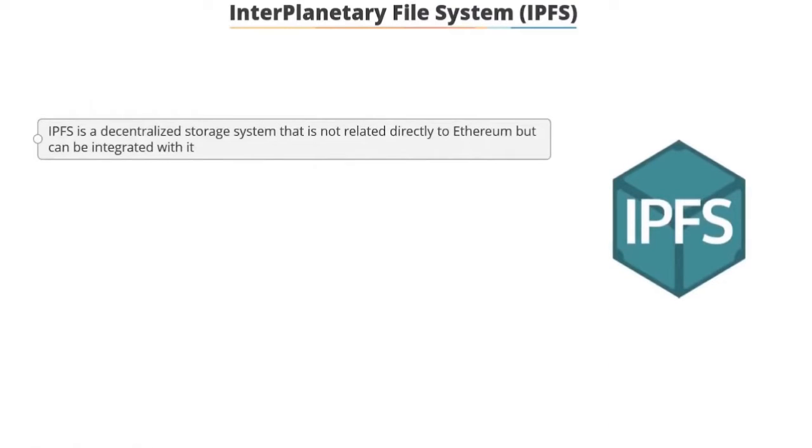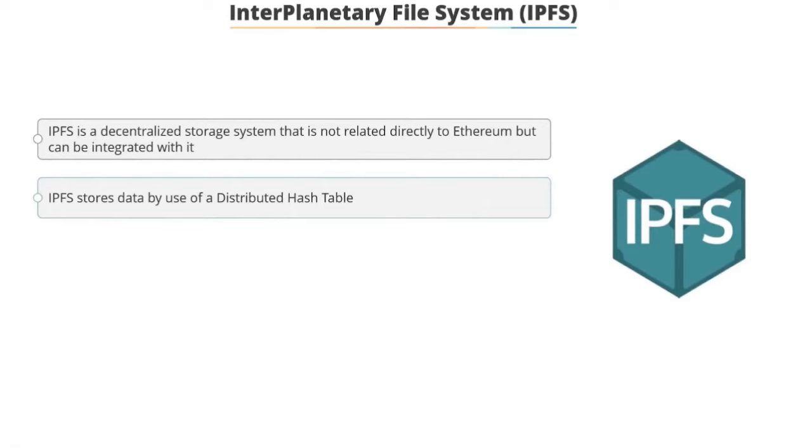IPFS. IPFS is a decentralized storage system that is not related directly to Ethereum, but can be integrated with it. IPFS stores data by use of a distributed hash table or DHT. Once we know the hash, we request the peer network, who has a copy of the content located at the corresponding hash, and then we download the content from the node who has the desired data which we need.